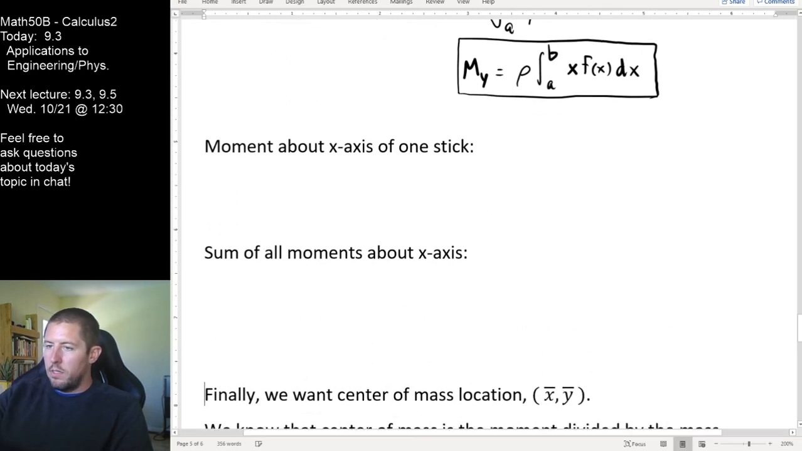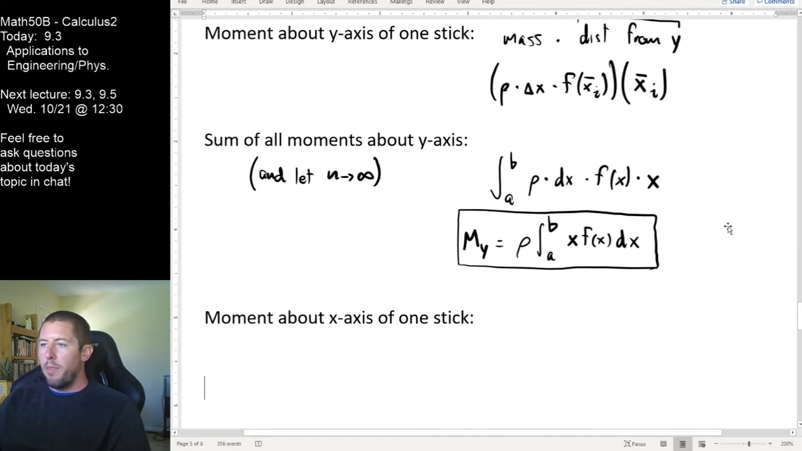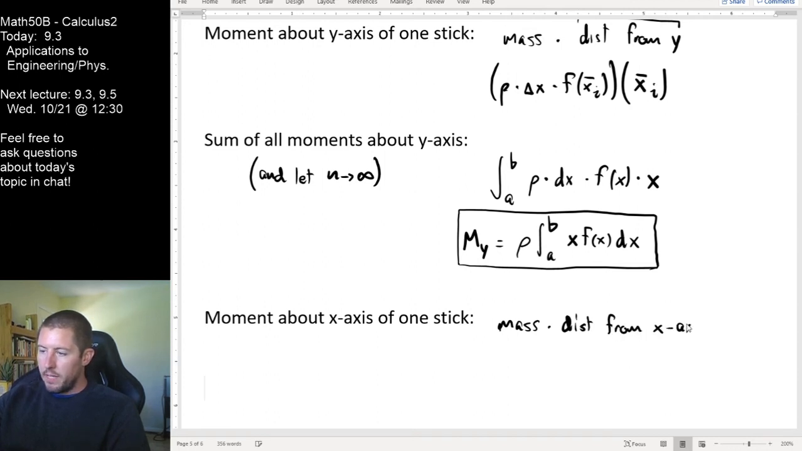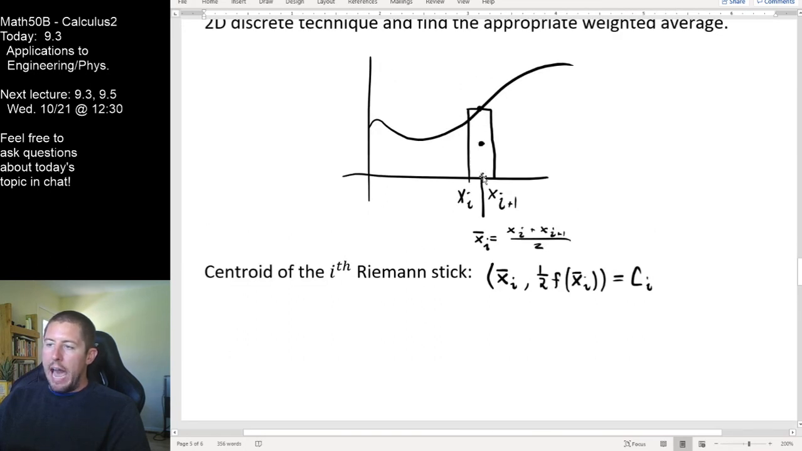And so let's do our same kind of deal here again. Before, we said the moment about the y-axis was the mass times distance from y. It should now be the mass times the distance from x. I'll say from the x-axis here. Notice now that the distance from the x-axis, well, that's just half of our height right there. This right here, that's our c sub y, like I was trying to say a second ago. How far are we from the x-axis with one of these Riemann sticks? Our distance from the x-axis is half of f of x. It's half the total height of the Riemann stick right here.